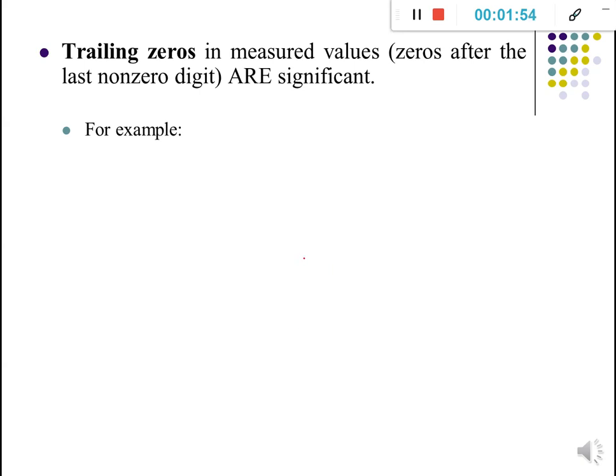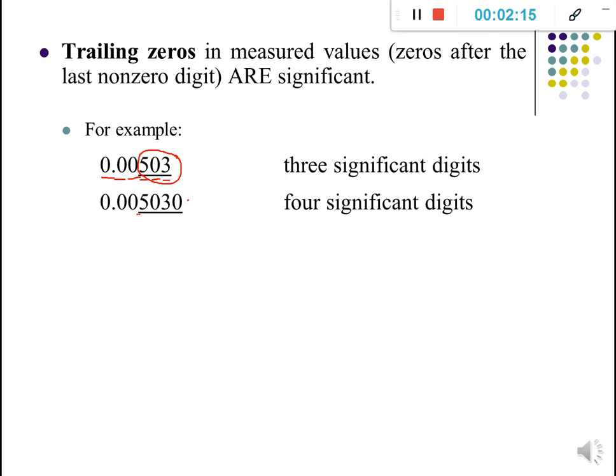Trailing zeros are going to be significant. So for example, if you have a number 0.00503, the 5 counts, this 0 counts because it's between the 5 and the 3, the 3 counts, so this has 3 significant digits. The leading zeros do not count. They do not add any precision. If, however, you have 5, 0, 3, and another 0, so 0.005030, this would have 4 significant digits. The leading zeros don't count, the 5 does, the 3 does, the 0 between them does, and the trailing 0 does. It tells us some information.